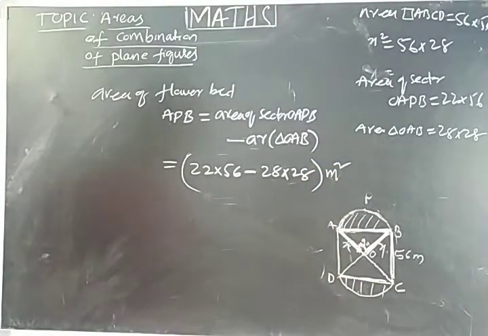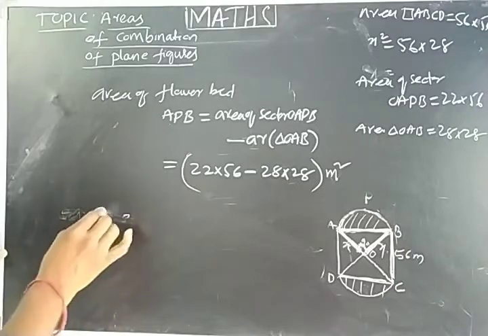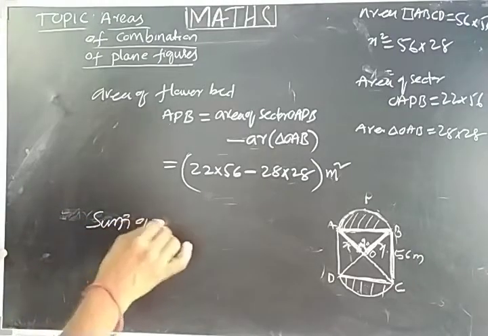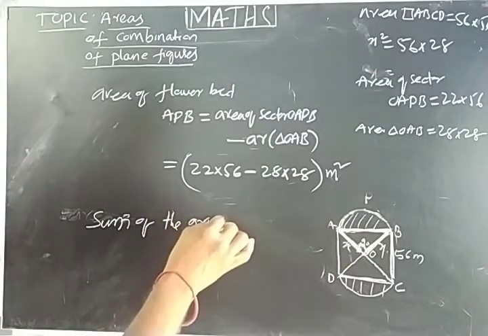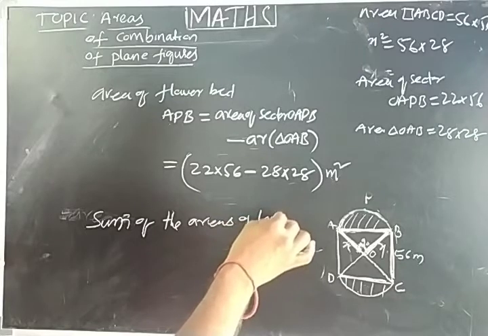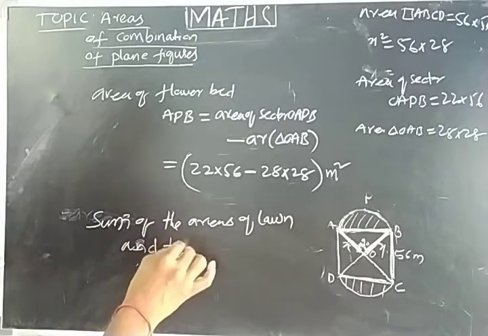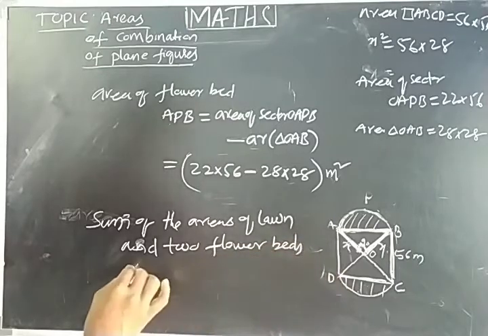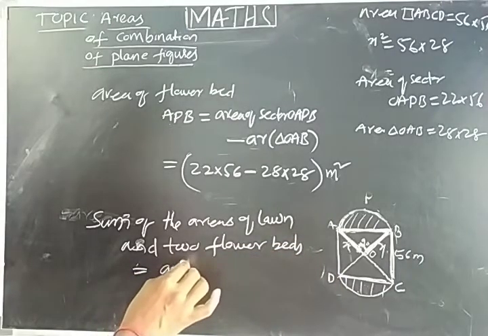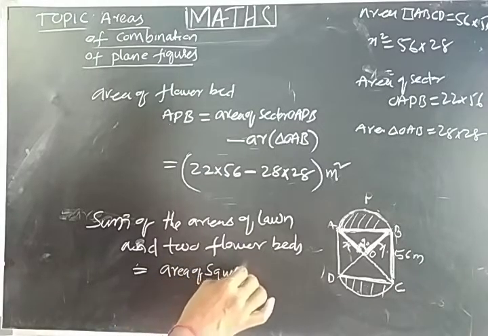Like that, how many flower beds exist? 2 flower beds. So directly I am going to find what we required: the sum of the areas of lawn and 2 flower beds. Area of lawn, so area of square ABCD.